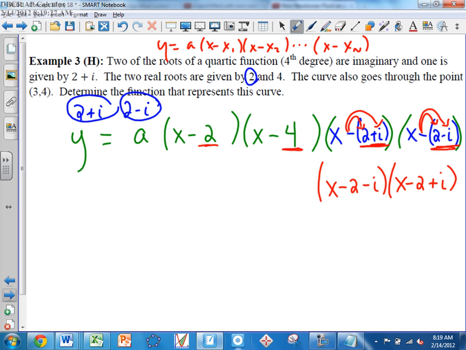John? Well, I mean, sure, we can do that, but again, what's the goal here, John? What are we trying to find? We're trying to find A. So to find A, we can plug in for x and y, but see these i's? They're still going to cause issues. So what can I do with these two? Get rid of it. FOIL.